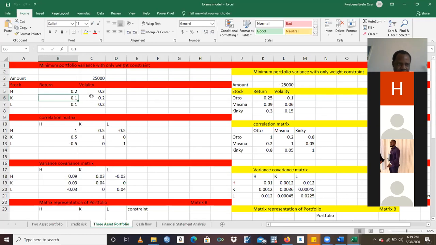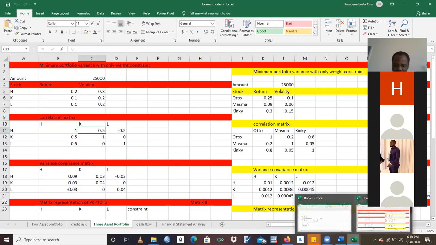L is equal to 0.2. So that's 0.2, this one is 0.2. What I did here was the variance-covariance matrix. This one was 1. All these ones were given, so we did not need to.